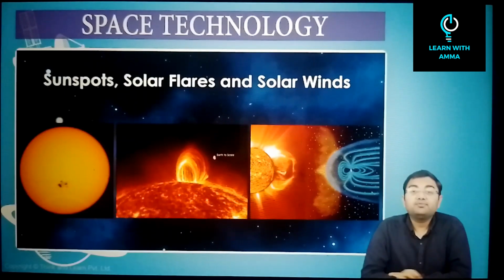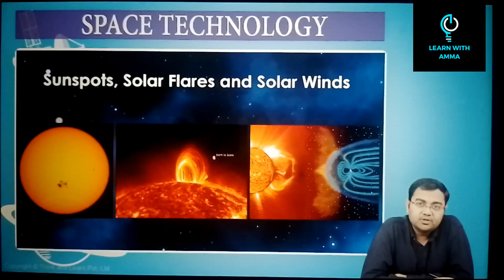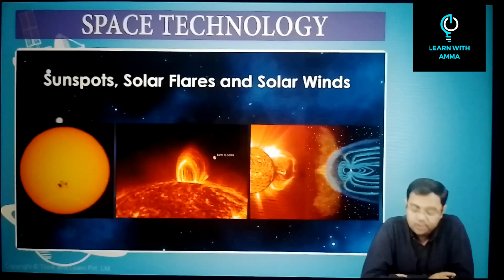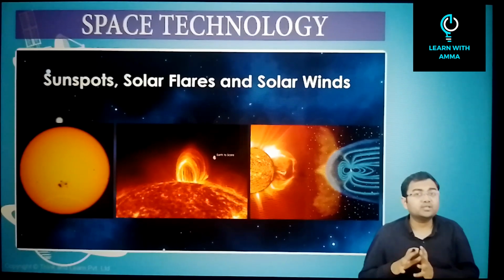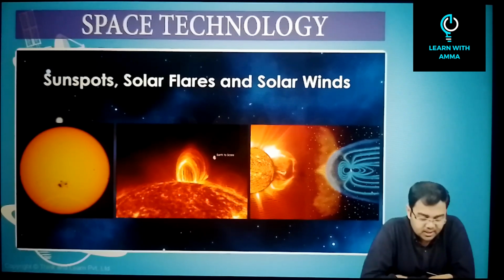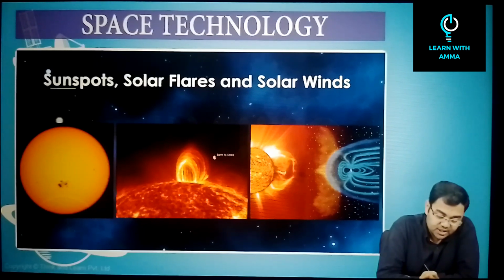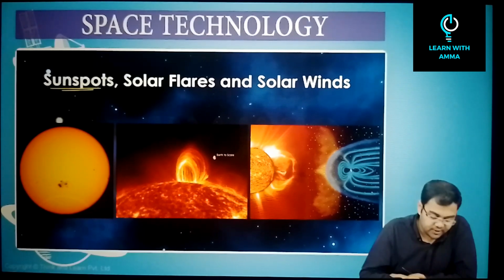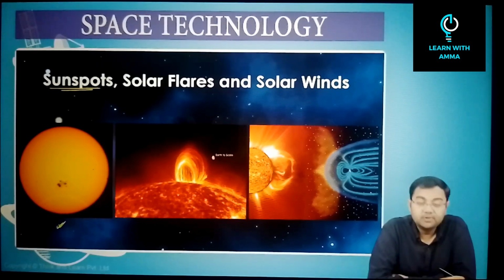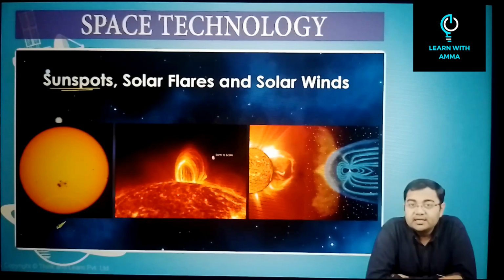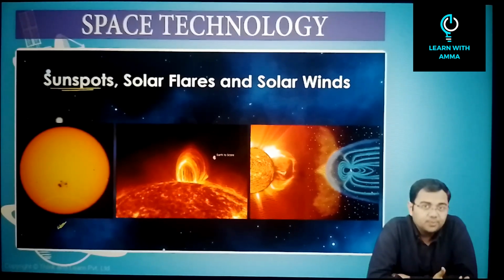Now, there are certain phenomena associated with the sun which also become very important from your prelims perspective. These are sunspots, solar flares and solar winds. So let's try and understand the meaning of all these terms. First of all, you have sunspots. If you observe the first picture, you can see that there are dark spots visible on the surface of the sun. These dark spots are called sunspots.